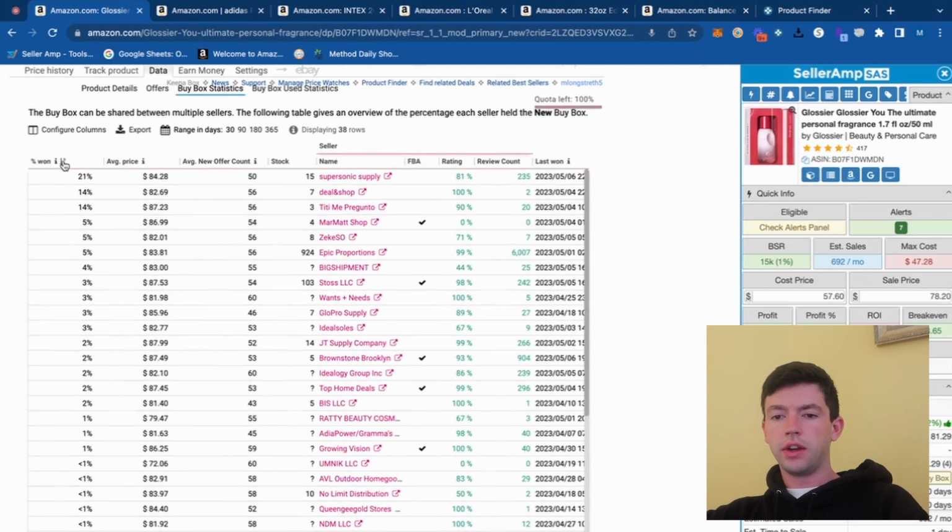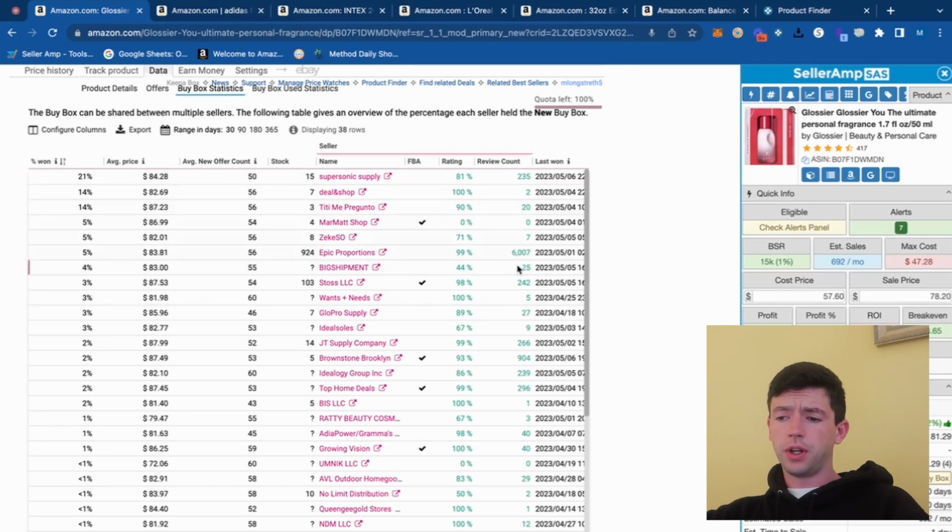So we can actually go ahead here and see the percentage of the buy box the seller has won, and then the average price at which they've won it. And you can see this varies a lot here because different people are using repricing technology, different people understand that you can get sales significantly above the lowest price, different people don't. Stuff like that. We can see their seller names, their review counts as well.